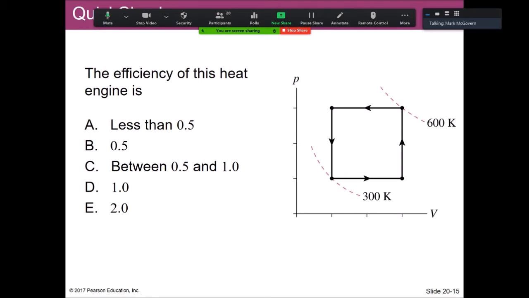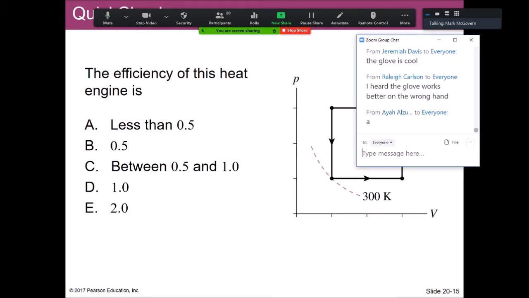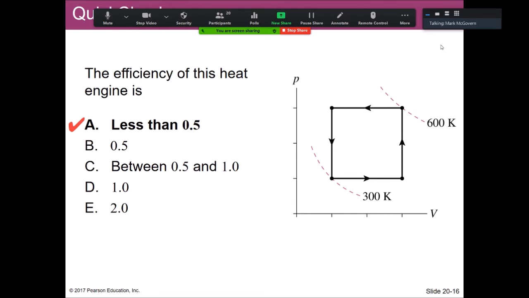What is the efficiency of this heat engine? Let me know what you think. Is this the right question? It is. Okay. What is the efficiency of this heat engine? I was going to say A. It's A. Shouldn't have said that.